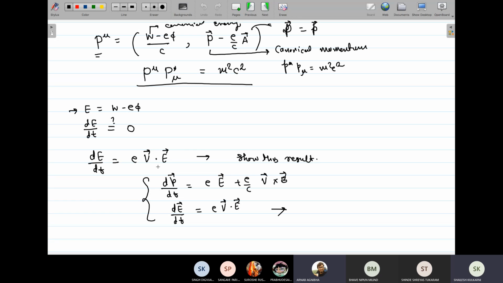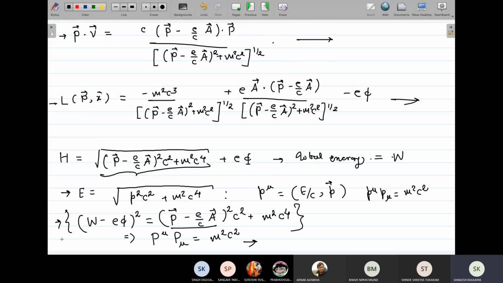Okay, so we are assuming that this capital P mu by consistency should always be m square c square? No, it's not assuming. We got this relation. There is no assumption while getting this relation, right? After you get this, we derived this Hamiltonian. This Hamiltonian is total energy. Call it as W. If I subtract from W this e phi, which I can always do, and square it and divide by c square, then that expression is this expression square plus m square c square.